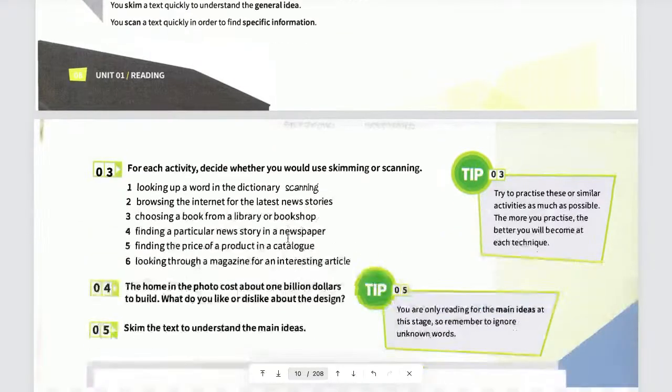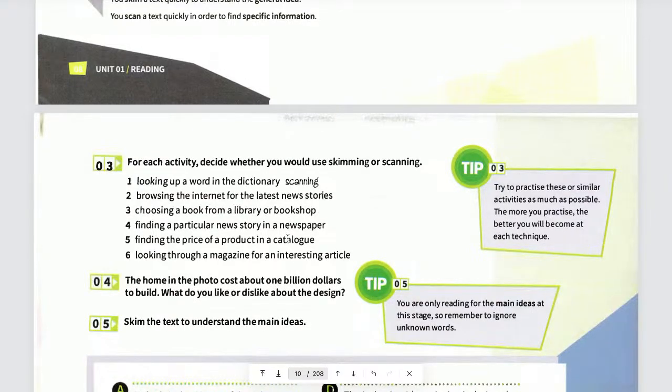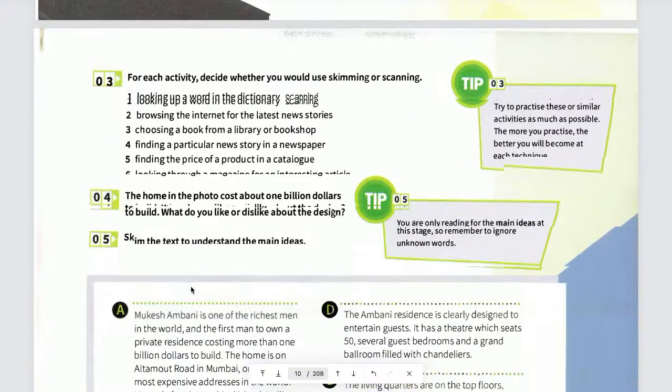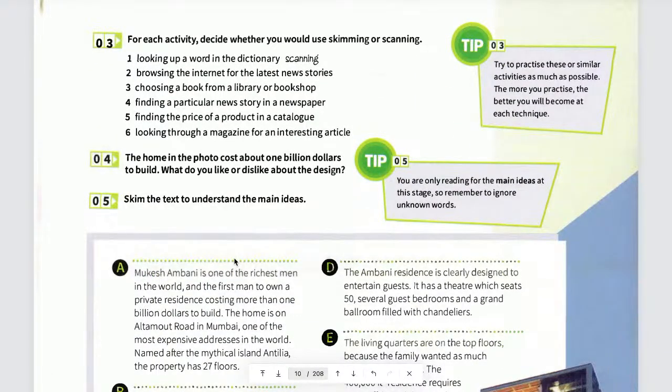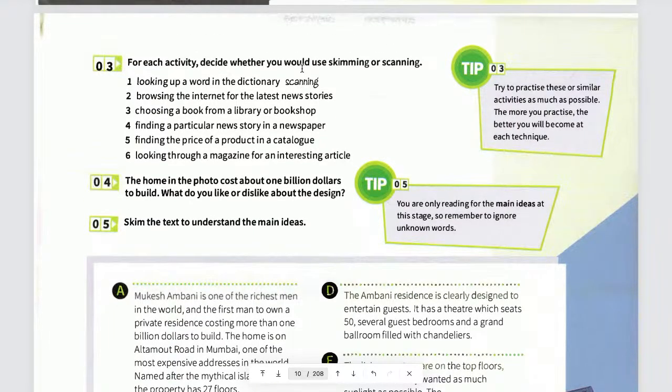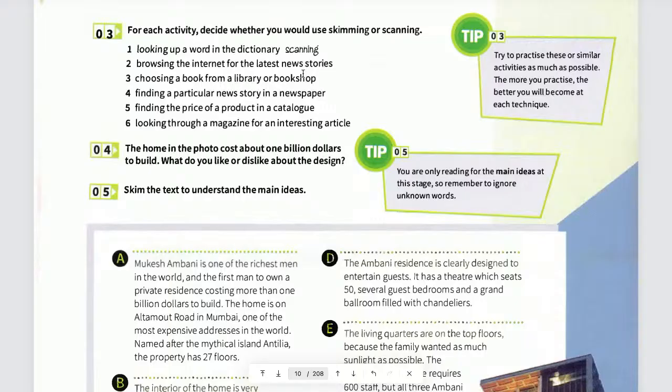All right, now exercise 3. Thử, read that. For each activity, decide whether you would use skimming or scanning. Yes, for each activity, decide whether you would use skimming or scanning. So this here is just a small exercise to help you understand this. Okay, when you should use skimming and when you should use scanning. So check. For example, like number 1, looking up a word in the dictionary. Okay, that's scanning. Do it.